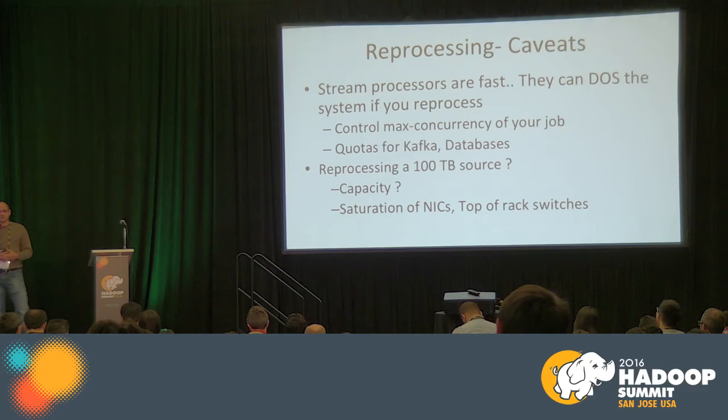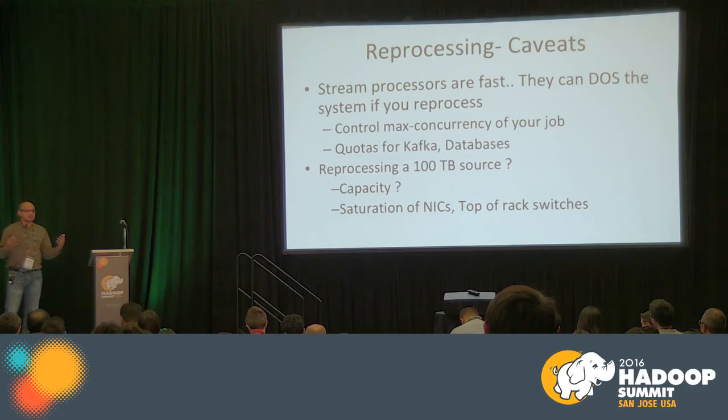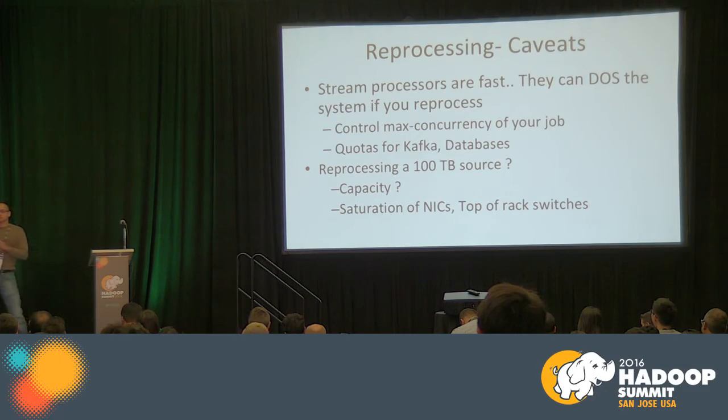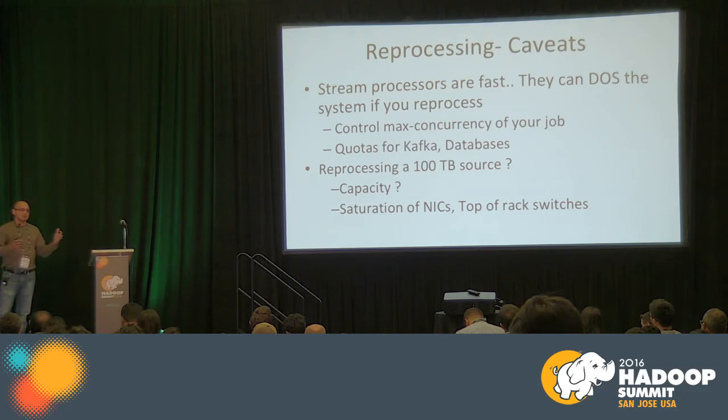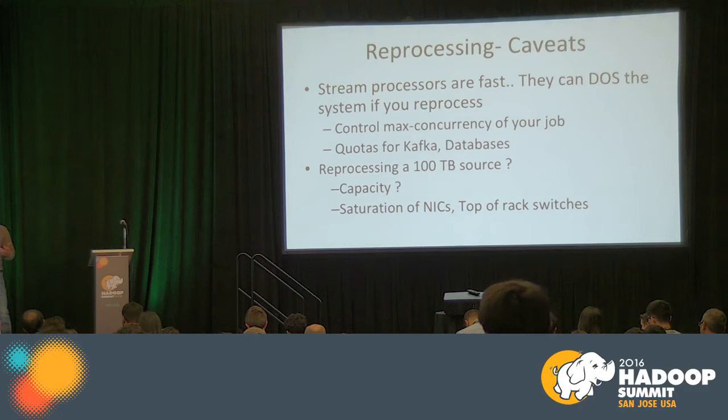Now, even with that, it is still a problem if you are reprocessing a super large data set. For smaller data sets, let's say less than a terabyte, it's one thing. But if you're processing a 100 terabyte data set, you have to worry about capacity, right? At LinkedIn, we have a separate Hadoop grid, which has capacity for doing these kinds of ad hoc reprocessing. And this gets trickier if you're managing your own data center. If you're on AWS or Azure and such, maybe expanding your cluster really quickly is possible. But then again, you have to worry about saturation of your top-of-rack switches, NICs, and such.